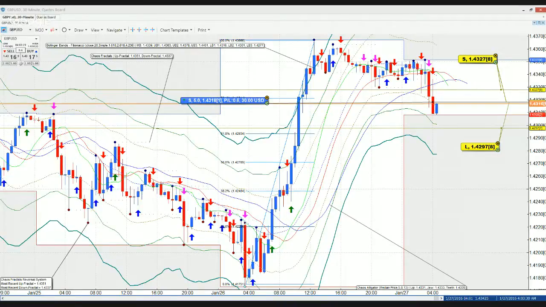Really, if I want to be very safe about it, the stop should be up here. It should be wider. Probably.